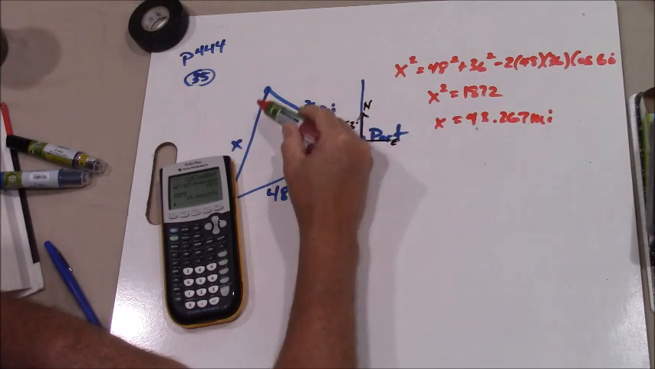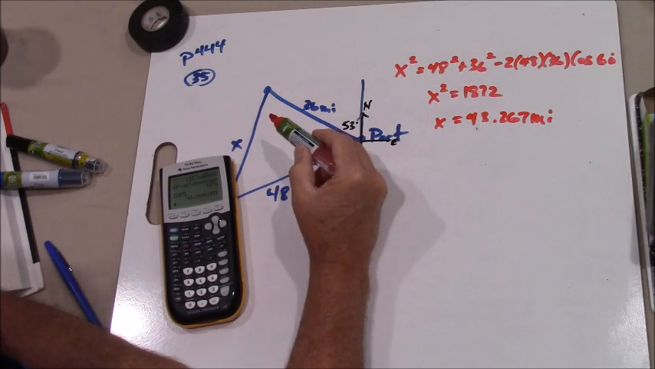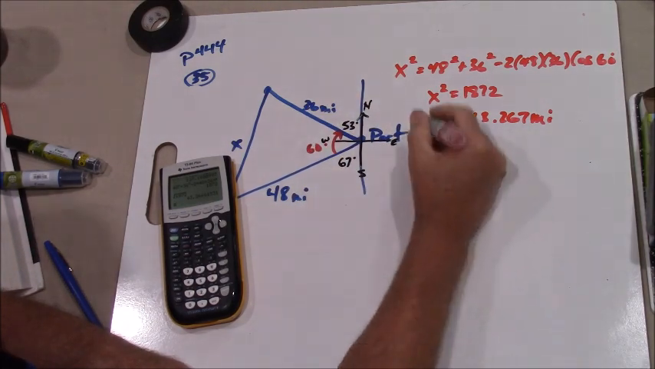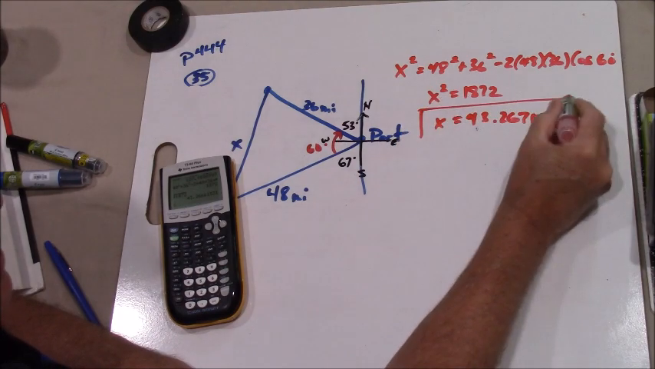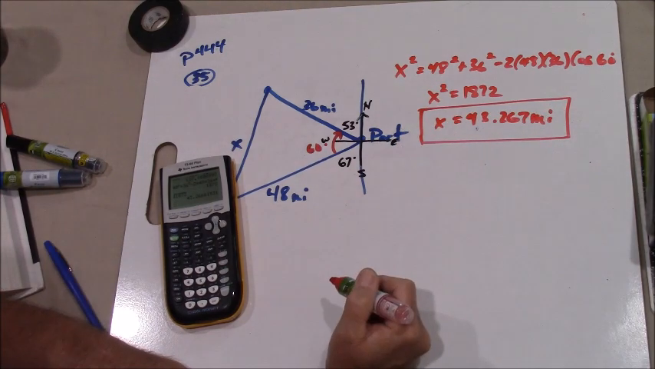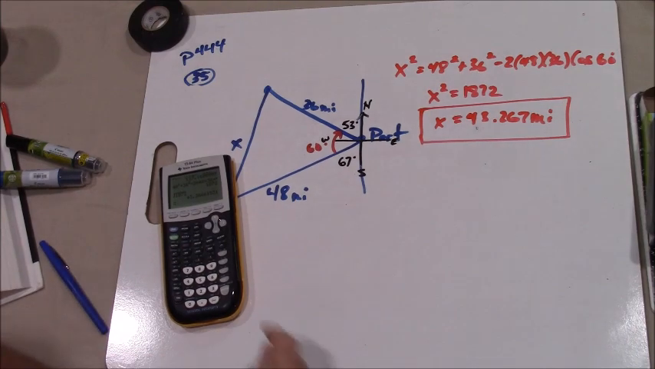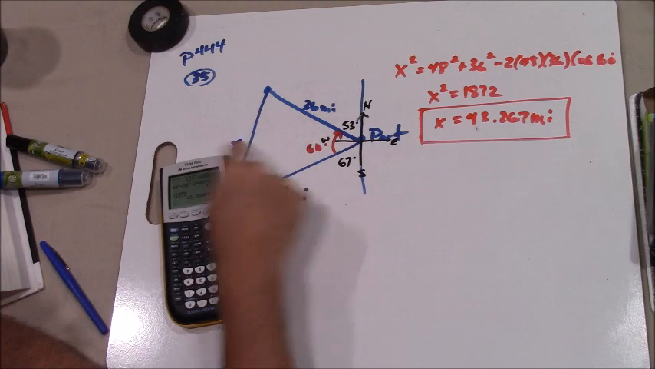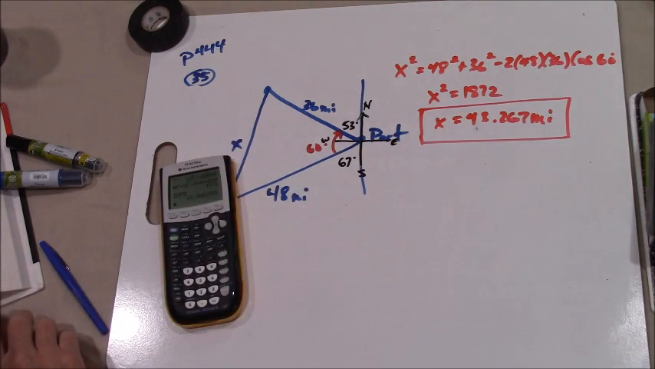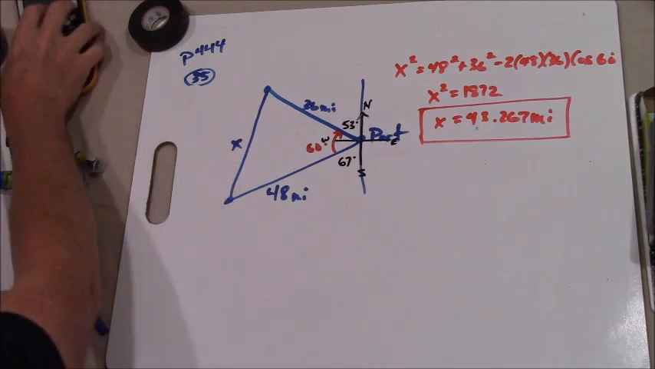sign. A negative distance doesn't really make sense in this problem, and so that's why we're just answering with a positive measurement. Wow, that was so much easier than back in chapter 4, right? If we didn't have law of sines and cosines, this would not be a very easy problem for us. All right, let's try another one.